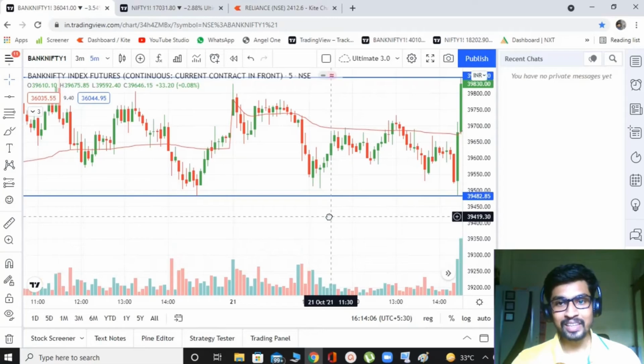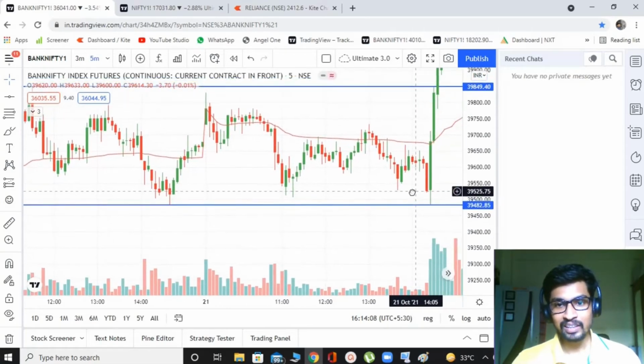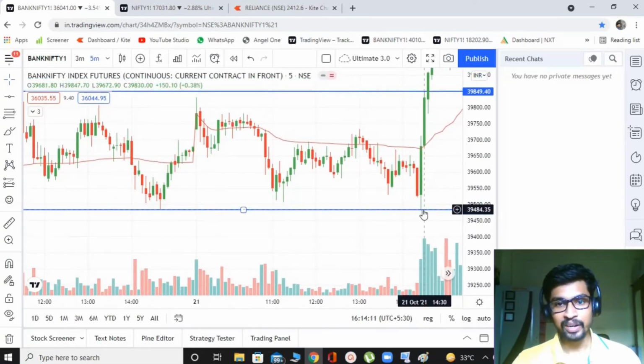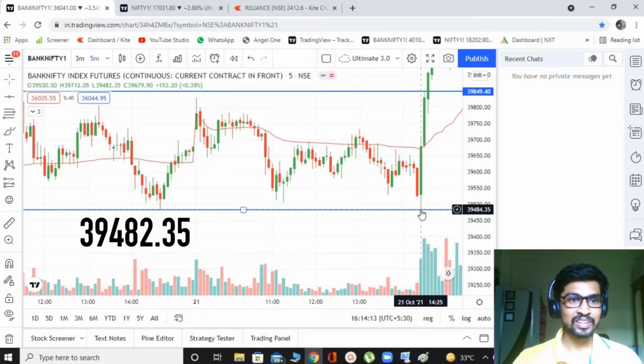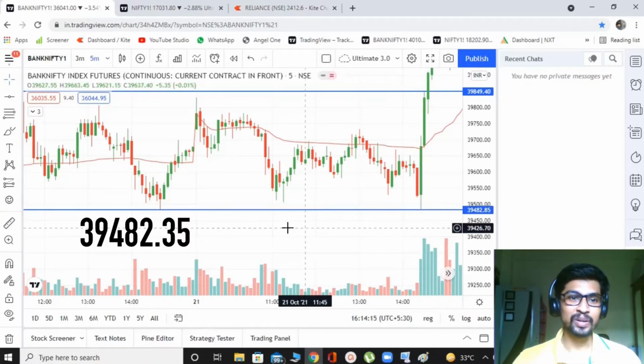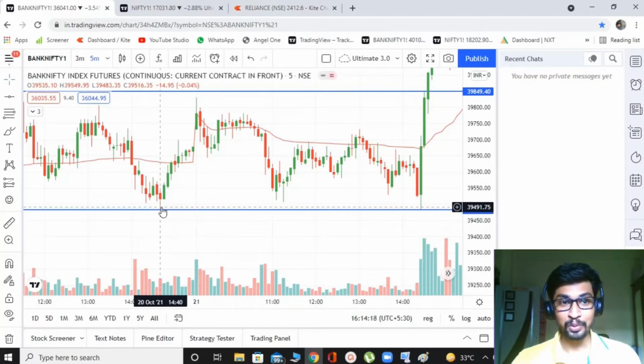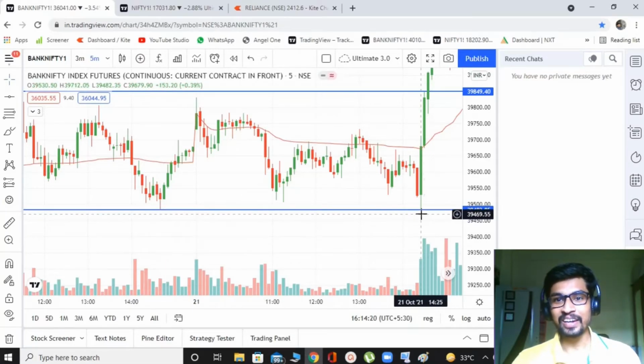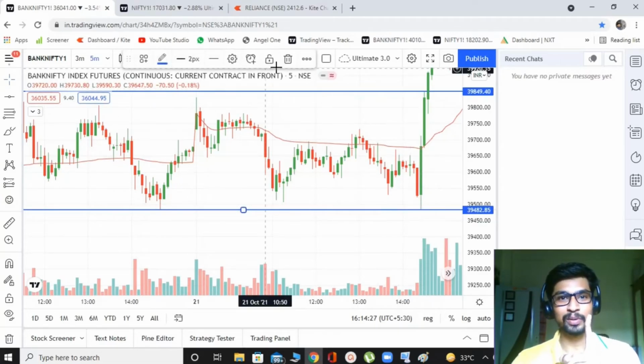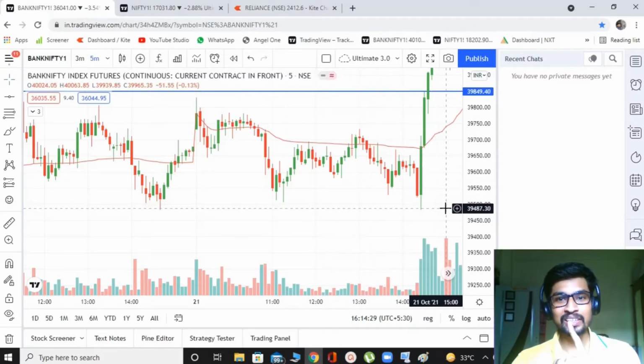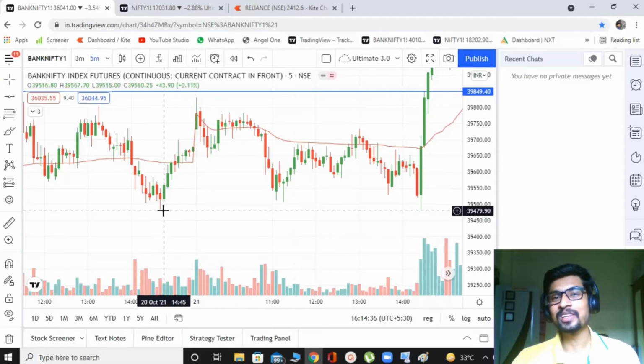Now let's look at this candle, this green candle, which made a low of 39,482.35. Again, 483.35, and here 482.35. 1 rupee down. If I remove this, you will be able to see it barely came 1 rupee down than the support that was there, because people place physical stop losses just below this level. Market knows it. Market knows it.